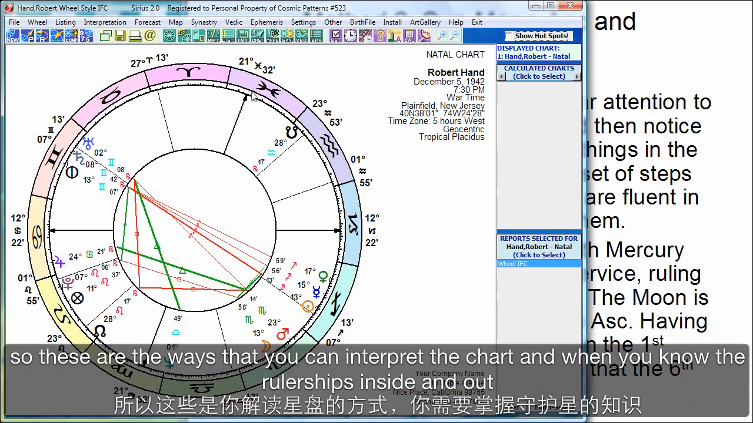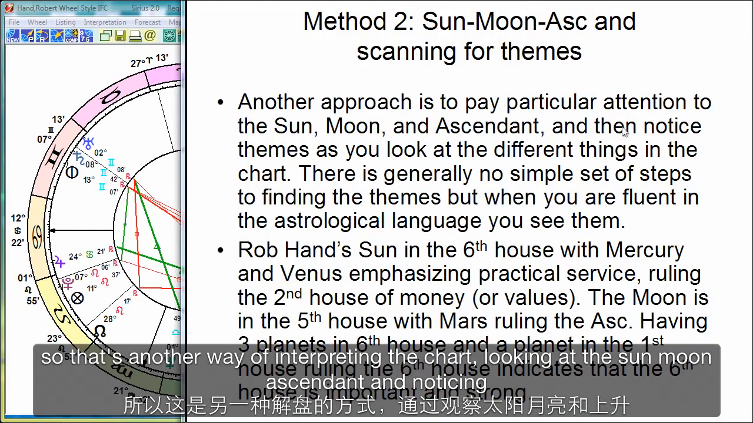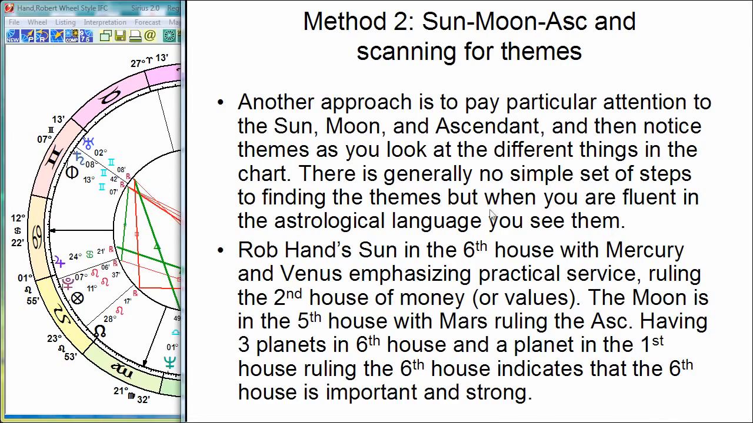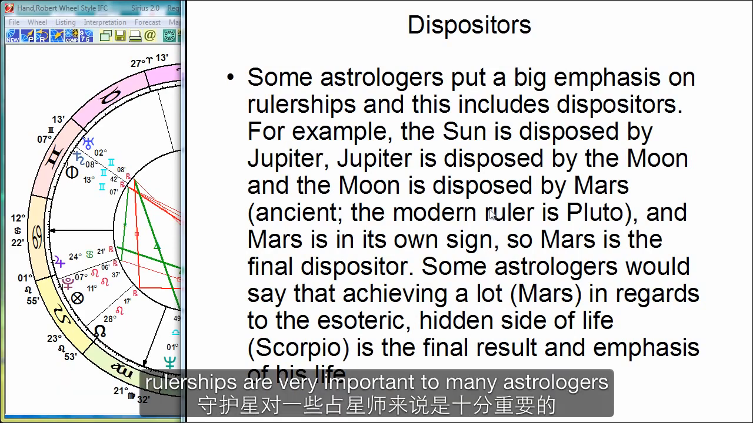So these are the ways that you can interpret the chart, and when you know the rulerships inside and out, you'll notice these connections. So that's another way of interpreting the chart, looking at the Sun, Moon, and Ascendant, and noticing when you just happen to notice a theme being emphasized. Okay. And the importance of dispositors. I just gave you some example of that.